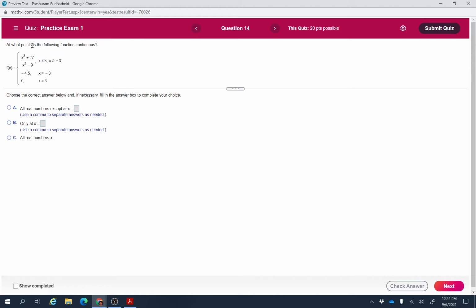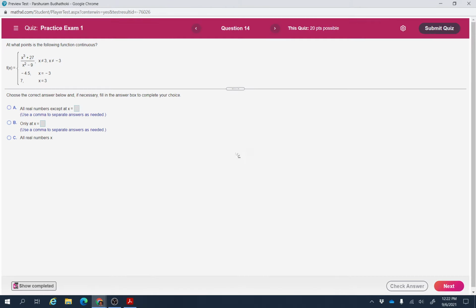Okay, at what point is the following function continuous? For this kind of problem, if we are dealing with a piecewise function, we know that this is a rational function, and it is continuous everywhere wherever it is defined. These are the constant values, so they are also continuous. So the only problem we have to look at is at the boundary points. What happens when x is -3 and +3? Is this function still continuous?